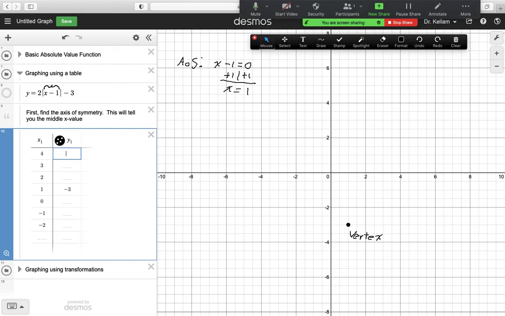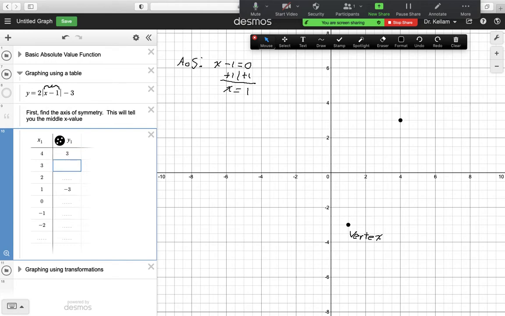Now, to get each of these, we take the x value and plug it into the absolute value function. So 4 minus 1 is 3, absolute value of 3 is 3, 2 times 3 is 6, 6 minus 3 is 3.